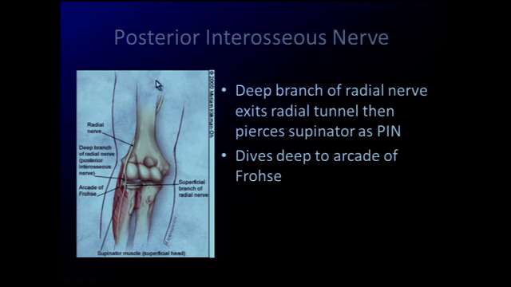So here we've got the radial nerve coming down the arm, around the spiral groove of the humerus, coming around and then dividing. The superficial branch is right here, which is the sensory branch. And then we have the deep motor branch, which dives between the deep and superficial heads of the supinator muscle underneath the arcade of Frohse. And this is the posterior interosseous nerve, which may be compressed as it dives into that location.